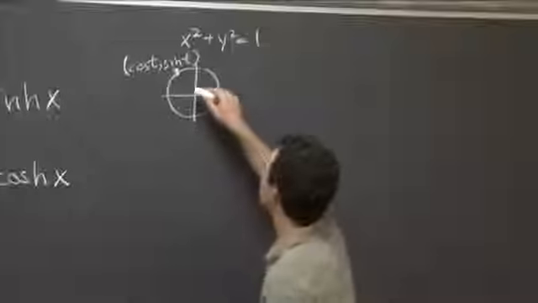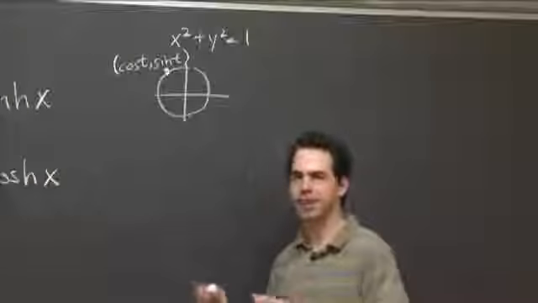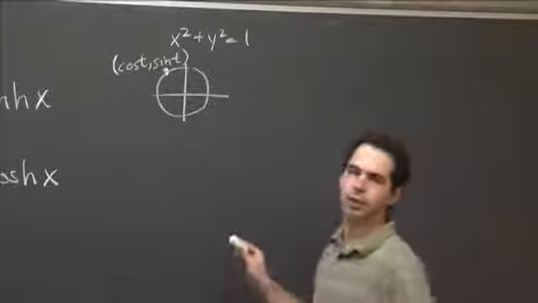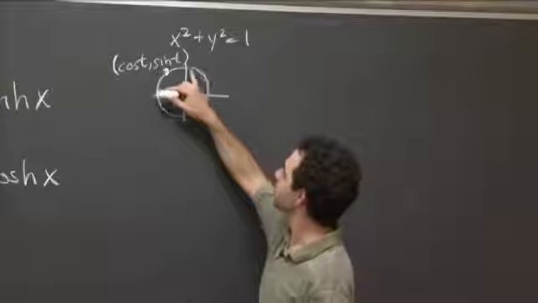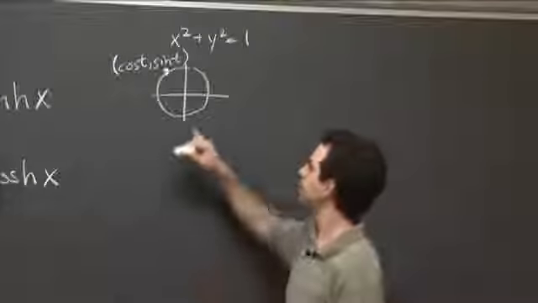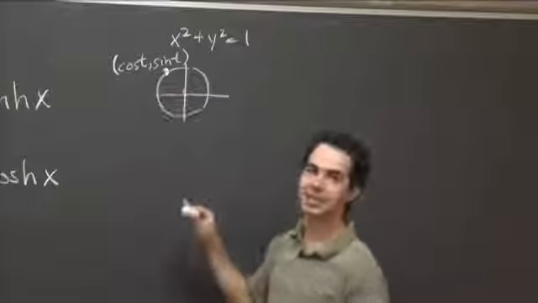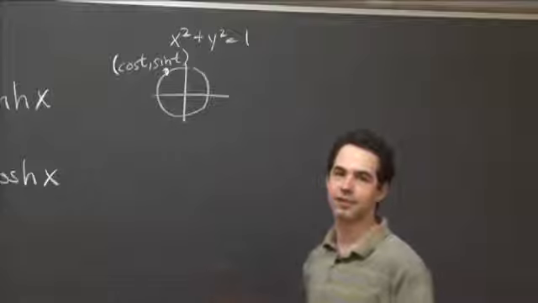Now it happens that the value of t is actually the angle that the radius makes with the positive x-axis, but I'm not going to worry about that right now. It's not the key idea of import. So as t varies through the real numbers, the point cosine t, sine t varies, and it just goes around this curve. So it traces out this circle exactly.